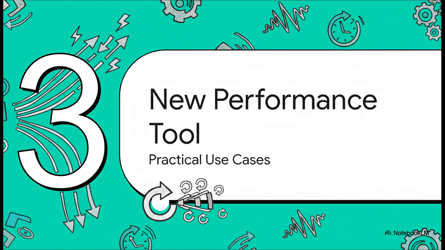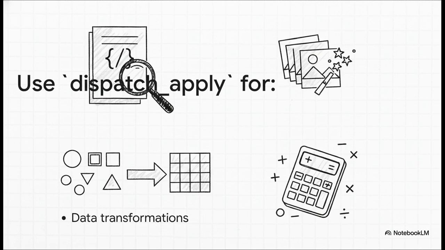Okay, now that we get how it works, let's talk about the fun part, the practical stuff. When should you actually pull this tool out of your toolbox and use it in your code? The perfect scenarios are really any tasks where the work for one item doesn't depend on another. Think about it. Applying the same filter to hundreds of photos, running really complex math calculations on a big set of numbers, or transforming huge amounts of data from one format to another. As long as each piece of work can stand on its own, it is a perfect candidate for Dispatch Apply.